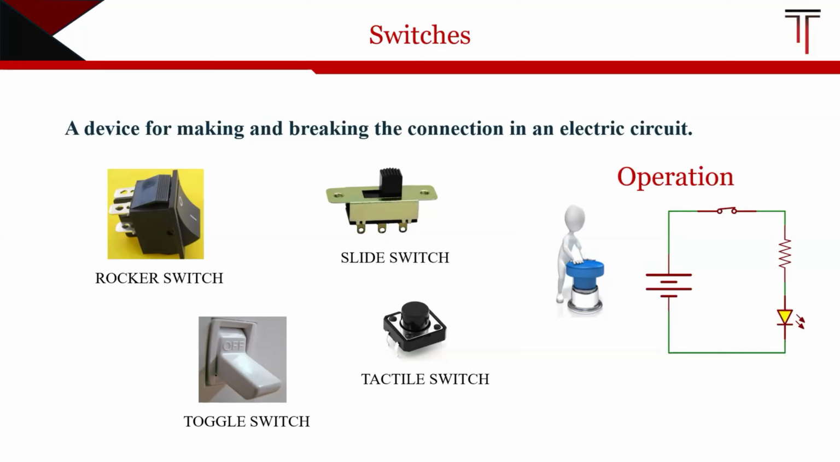Here we also have the toggle switch. A toggle switch maintains its position when flipped. If we move it to on, it stays in the on position, and if we move it down, it goes to the off position. It remains in one position until we manually change it. The slide switch is also similar to the toggle switch: when we slide it, it remains in a particular position until we manually change it.